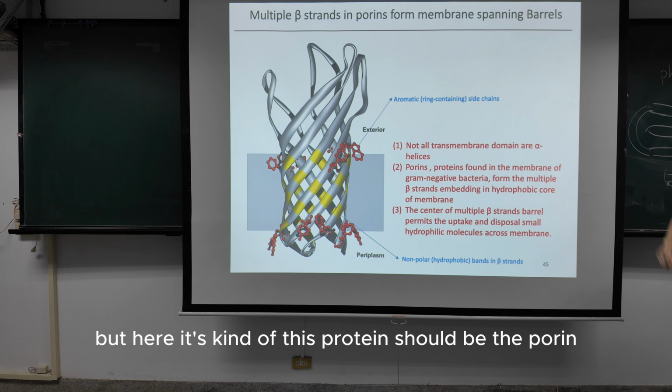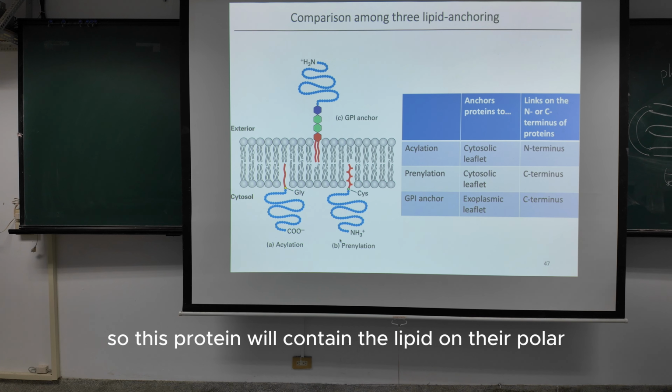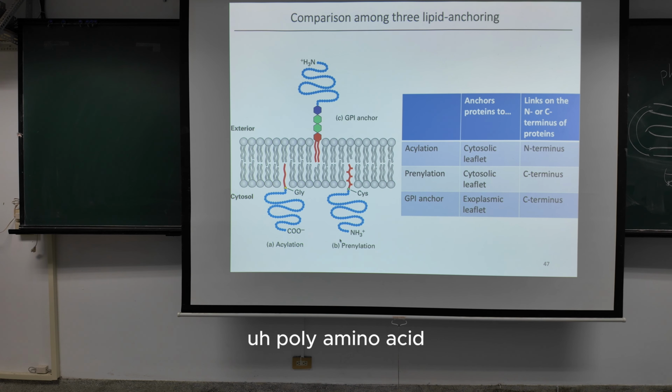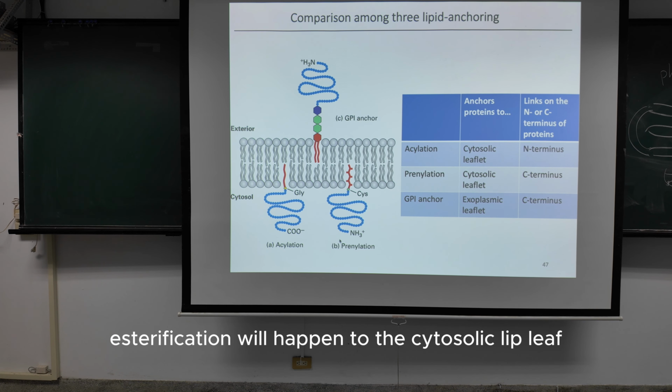For the acetylation, the enzyme just conjugates such a lipid. It's a post-translational modification. After the protein is synthesized, the enzyme in the cytosol will conjugate or modify a certain lipid to the N-terminal of the amino acid, okay? So this protein will contain the lipid on its polyamino acid chain. So acetylation will happen to the cytosolic leaflet and conjugate to the N-terminal, and they will use this lipid to anchor to the cell membrane.